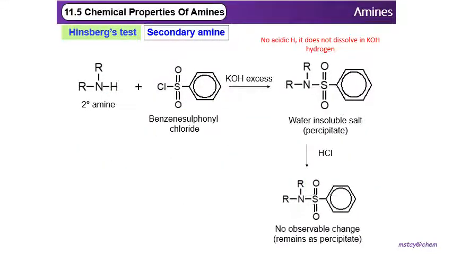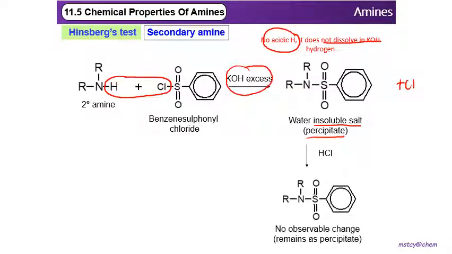Basically the reaction for the secondary amine is also the same. From the secondary amine we take out the hydrogen, and from the benzene sulfonyl chloride we take out the Cl, which will also produce an insoluble salt, or we can just label it as a precipitate. However, different from the primary amine, after the secondary amine reacts with benzene sulfonyl chloride, there is no acidic hydrogen. Therefore, it will not react with the KOH, so we can skip the KOH part. They just combine together.